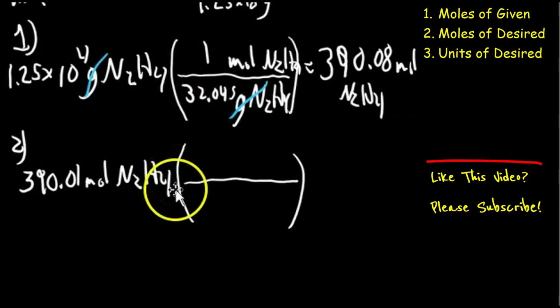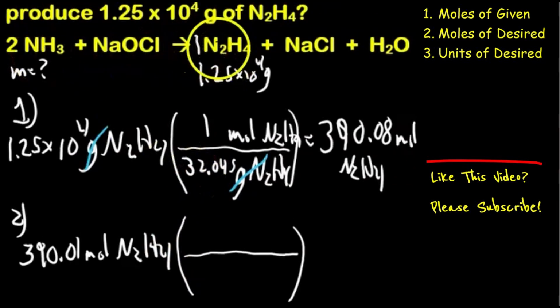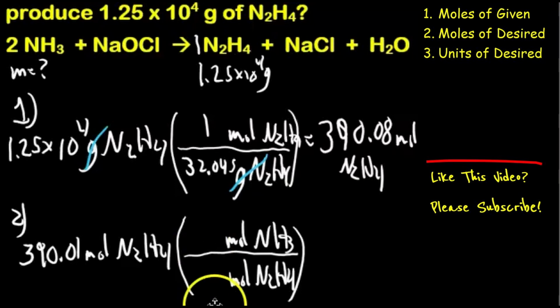So we set up a fraction, and we want moles of N2H4 to cancel out. And when we set up these fractions, always put in the units first. So moles of N2H4, and we want moles of NH3. And see how I did the units first? Now, because of that, I know that N2H4 cancels, and our answer is going to be in moles of NH3, which is what we want. So always do the units first.